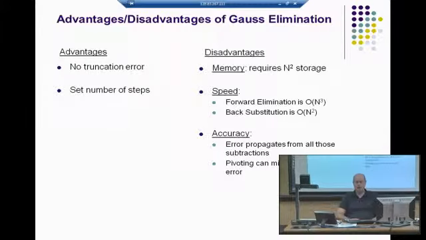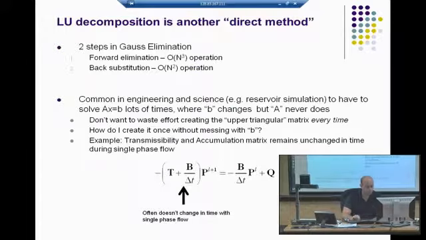Accuracy: there is no truncation error, but in a computer, it does all these additions and subtractions, so you get some round-off error, and that round-off error can accumulate. So sometimes people use what's called pivoting, which is switching the rows and switching the columns in order to minimize that round-off error.